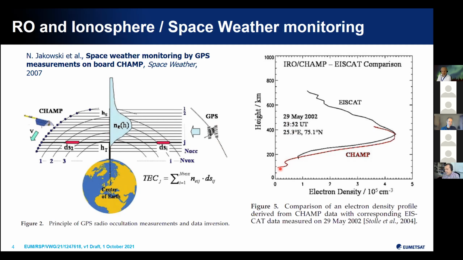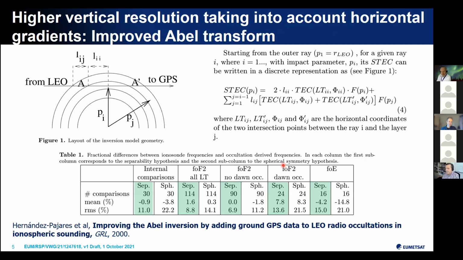But in the next slide, we can see that this simple approach can also be maintained while taking into account the horizontal gradients, as we introduced in 2000, using the concept of separability. So splitting the electron density as a product of the unknown shape function and the VTEC, which is the vertical total electron content, provided, for instance, by global ionospheric maps. In this way, we improve the results and keep the simplicity, also using only carrier phase data.